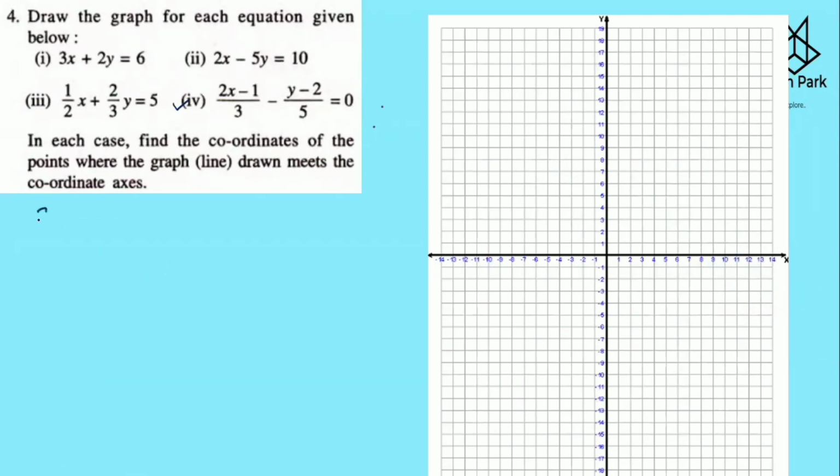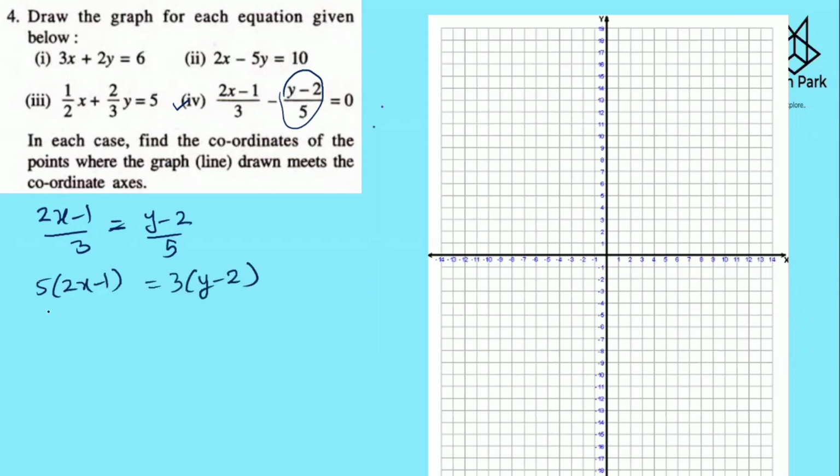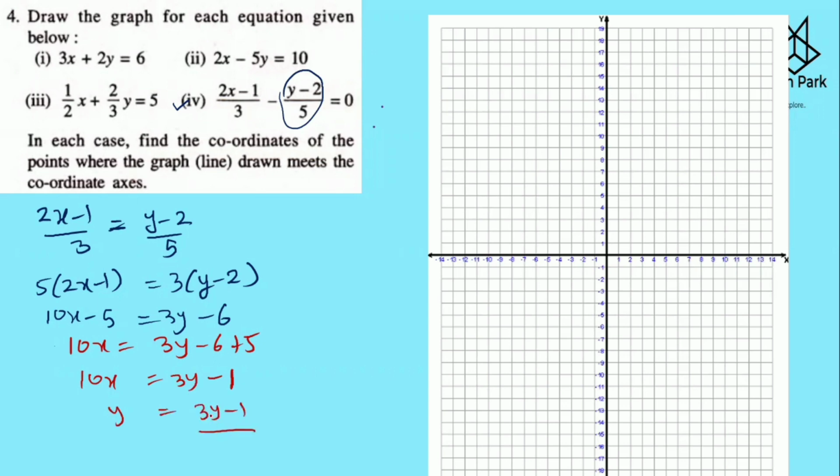Again, let us take 2. This is 2x minus 1 upon 3. This entire fraction we shift to the other side, so it becomes positive, 0 plus this thing. So y minus 2 upon 5. Cross multiply: 5 in bracket 2x minus 1 is equal to 3 bracket y minus 2. 5 2s are 10x minus 5 1s are 5 is equal to 3y, 3 2s are minus 6. So we get 10x is equal to 3y minus 6 plus 5. So we get 10x is equal to 3y minus 1. So x is equal to 3y minus 1 upon 10.